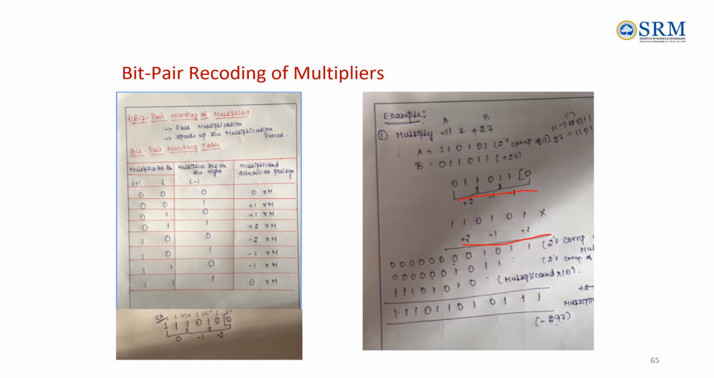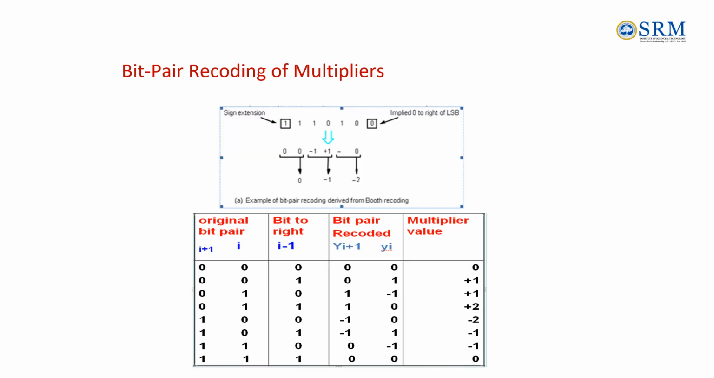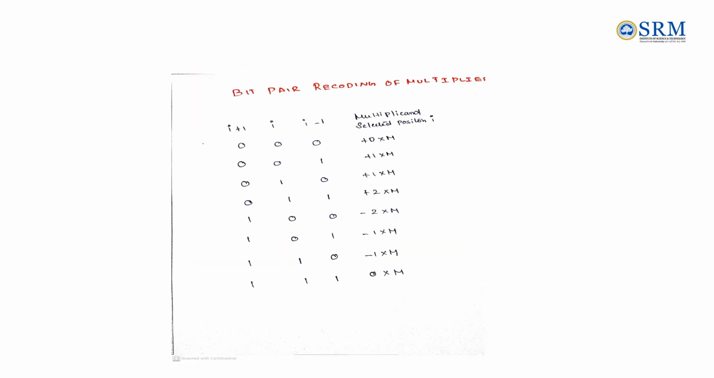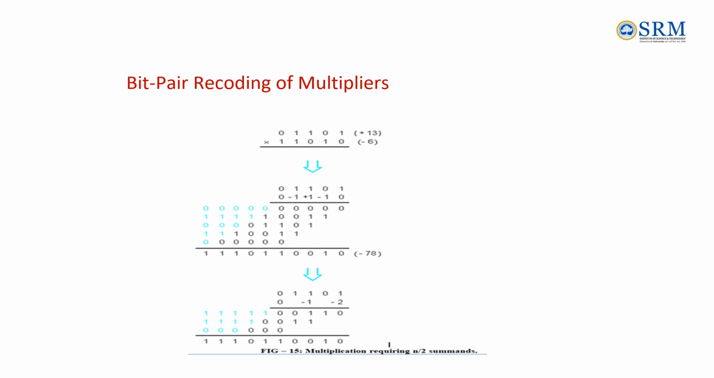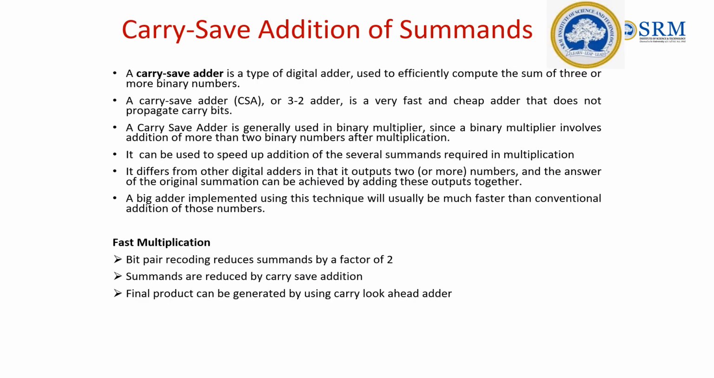So how do I multiply with minus 2? When I multiply any number with minus 2, I multiply it with 1 0 and take the complement. What if it is minus 1? Then I take the 2's complement of that number and add it until I get the final answer. This is bit pair recoding of multiplication.